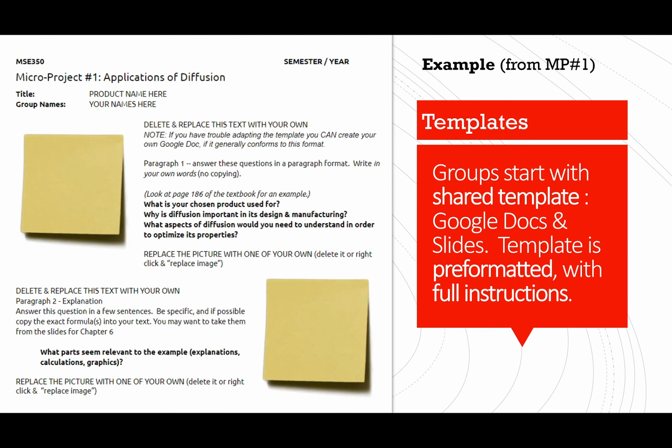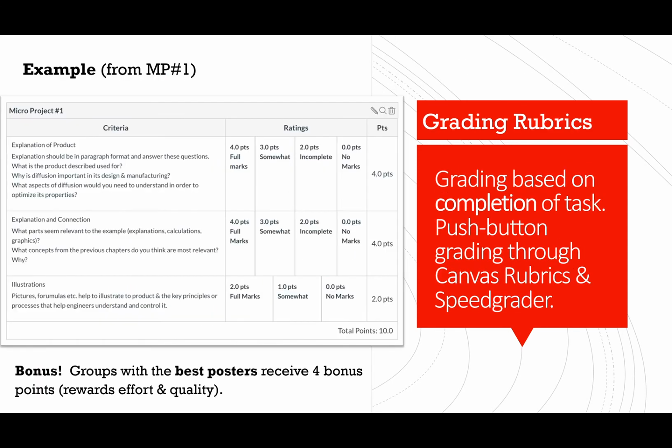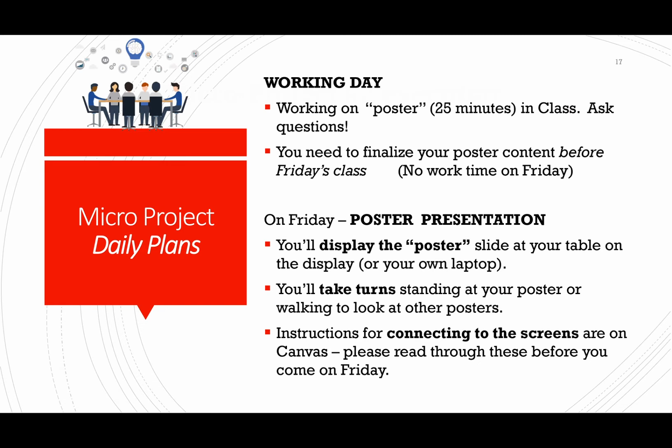This is the template for micro project number 1, which they had to use, a shared Google Doc, and just fill in this template. And this is the grading rubric. Grading was based on completion. And the working time was about 25 minutes, almost half of the class, over 3 consecutive classes.